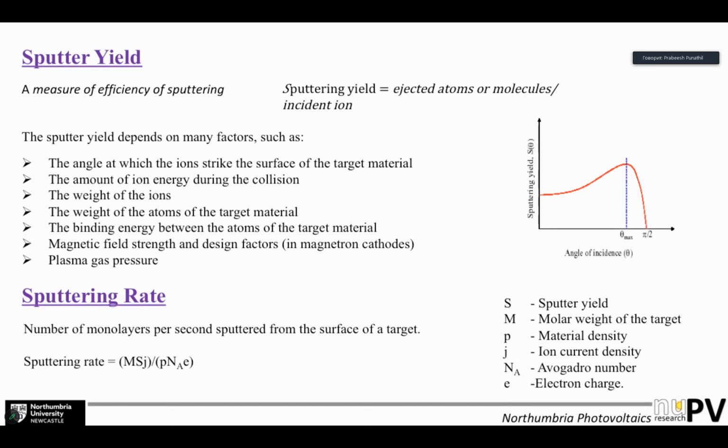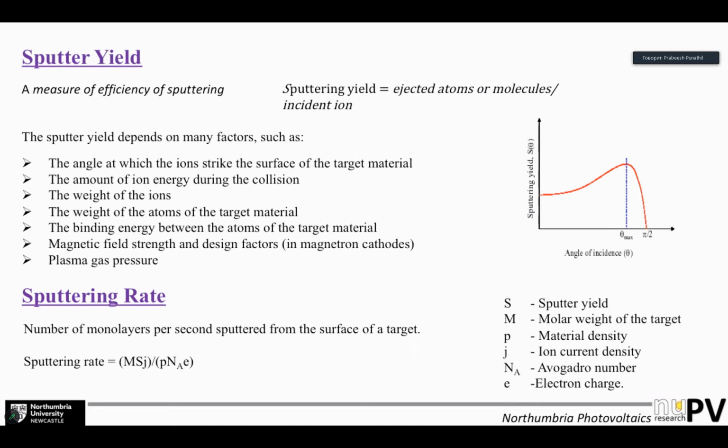And here you can see a graph. That means the angle of incidence affects the sputtering yield. Here you can see at pi by 2, that means at a 90 degree angle of incidence, the sputtering yield is 0. That means when an argon ion comes exactly perpendicular to the target surface, it will hit the target and eject some target material. But again, another argon ion comes and it will collide, and the sputtering yield will be 0.